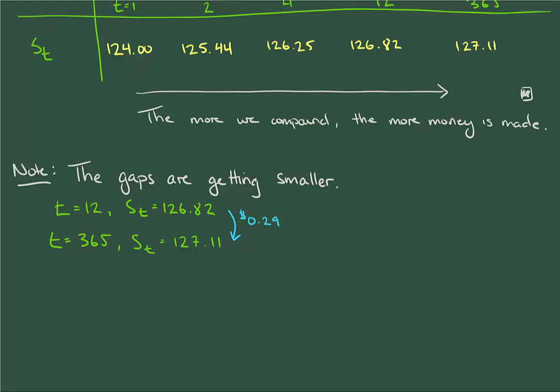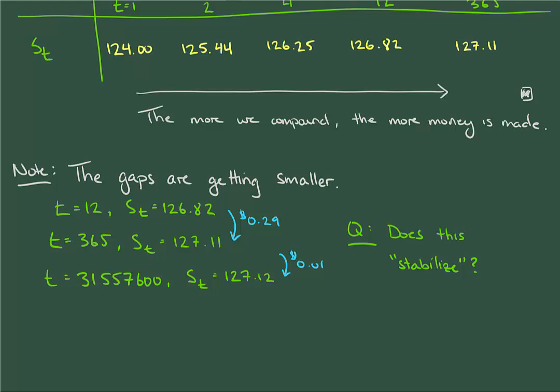But to see this even worse, let's say that we compound once every single second. So there's 31,557,600 seconds in a year. And if we do that, the value that we get, and you can check, is $127.12, which makes a difference of 1 cent. So a natural question is, well, if the gaps keep getting smaller, does this eventually stabilize?